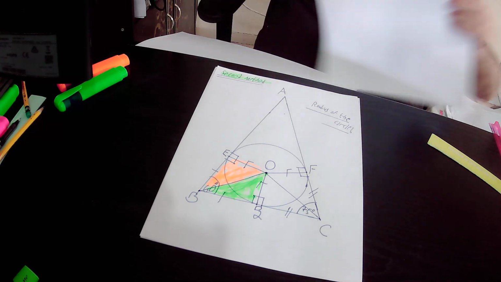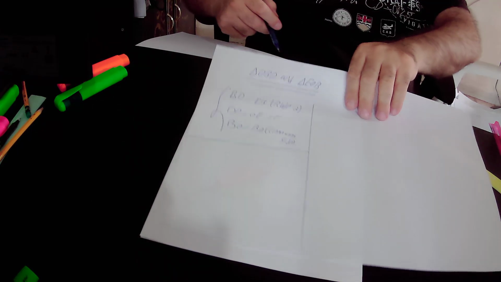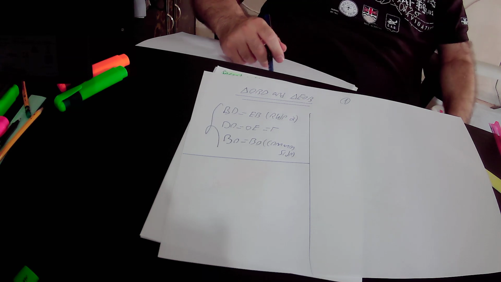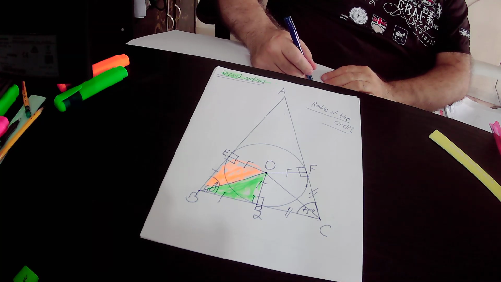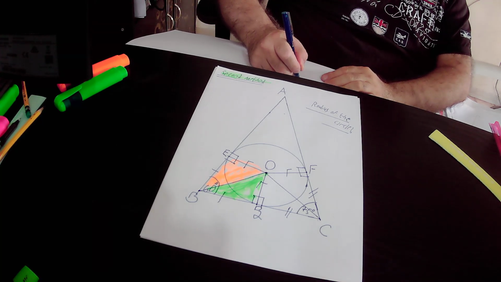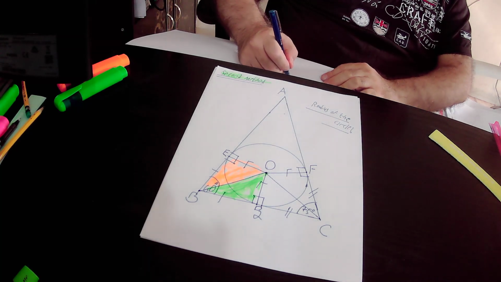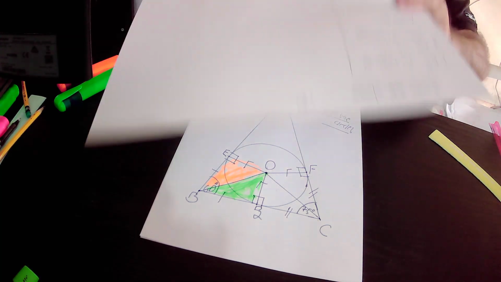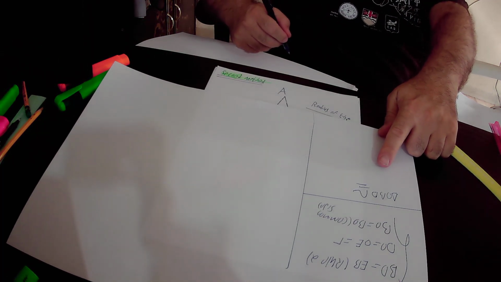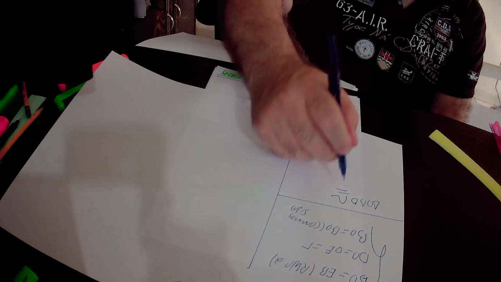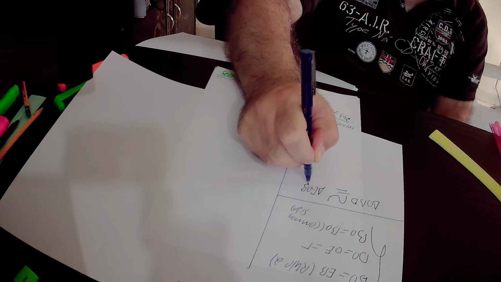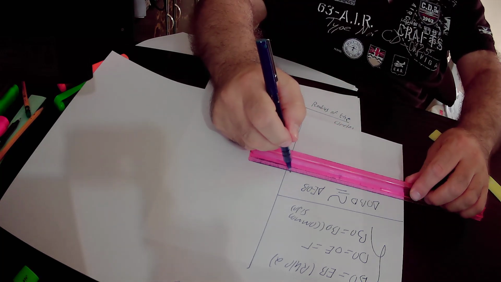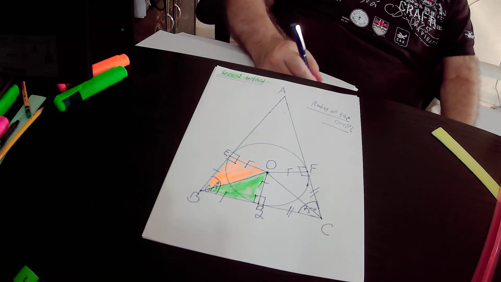So we actually proved that the green triangle is congruent to the orange triangle according to the side rule. I write it down. The green triangle OBD, congruent, this is the sign of congruent, to the orange triangle EOB, according to the side rule.